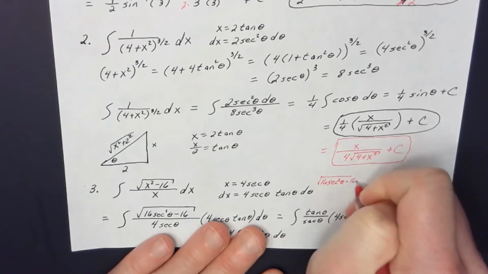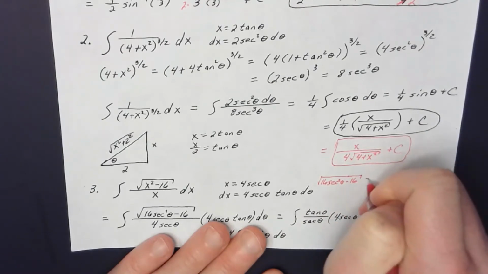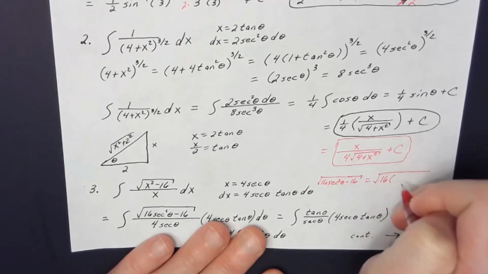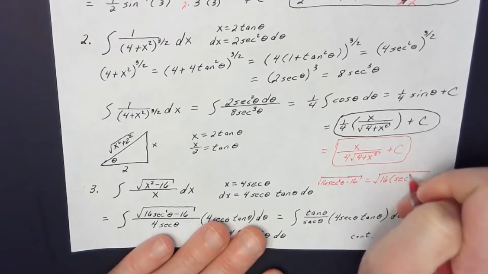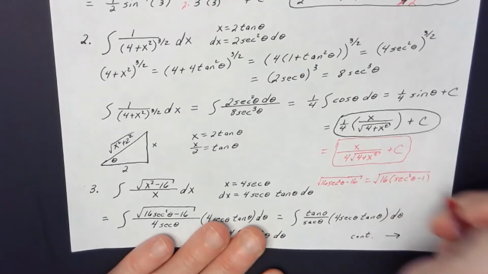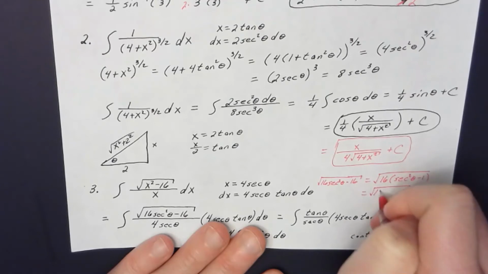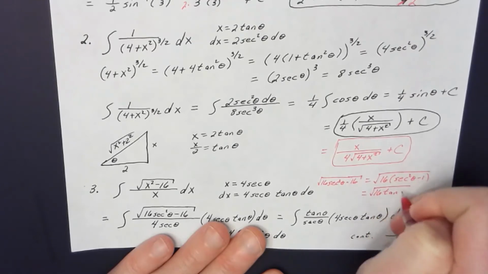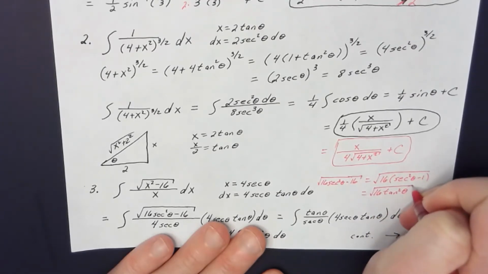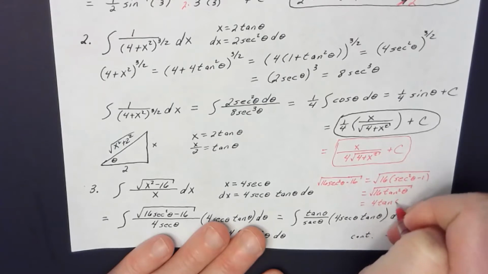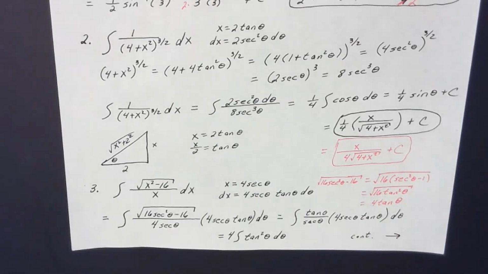minus 16, what I didn't show here is what happened to that. That would be 16 times secant squared theta minus 1. Well, you know secant squared theta minus 1 is tangent squared theta. So this is the square root of 16 tangent squared theta. You say, oh, okay, now I can take the square root of both parts. Square root of 16 is 4, square root of tangent squared is tangent. Gorgeousness.